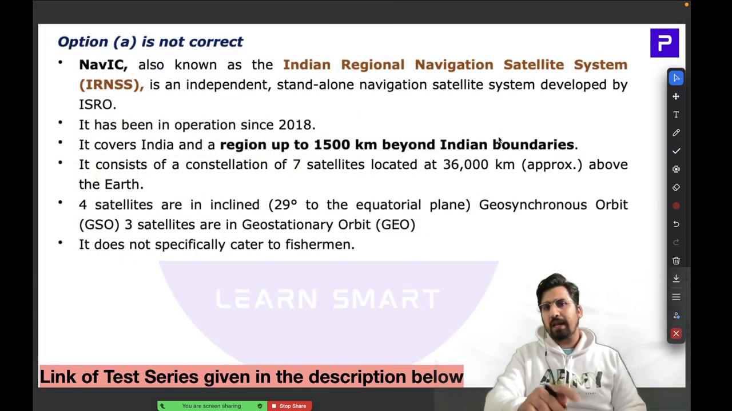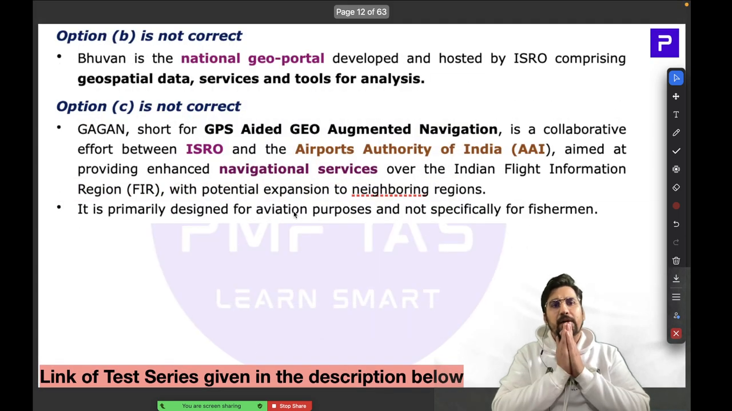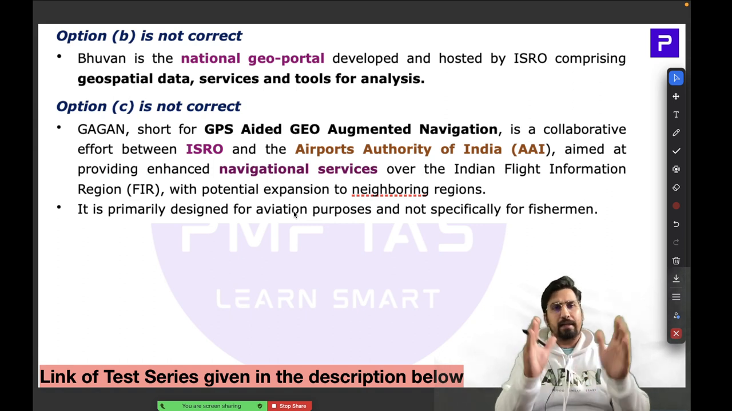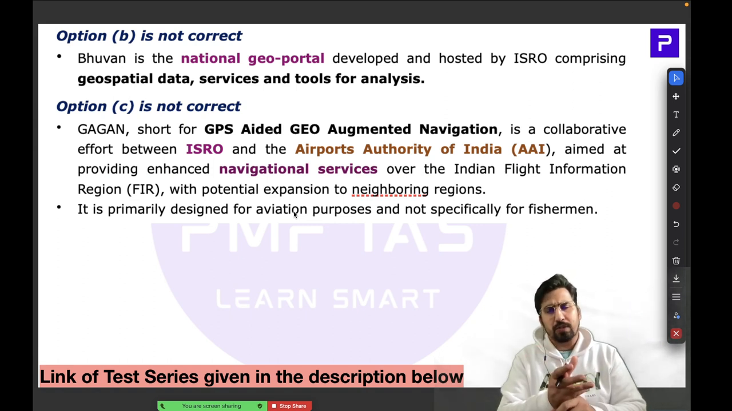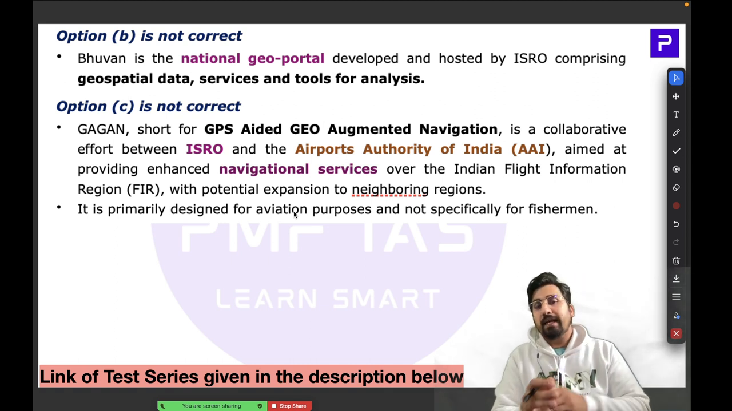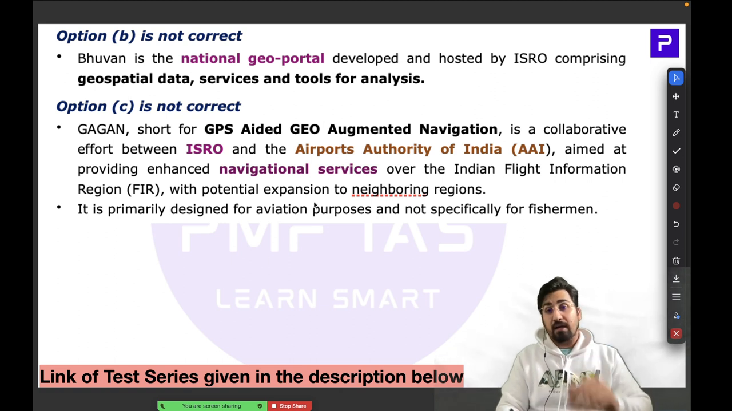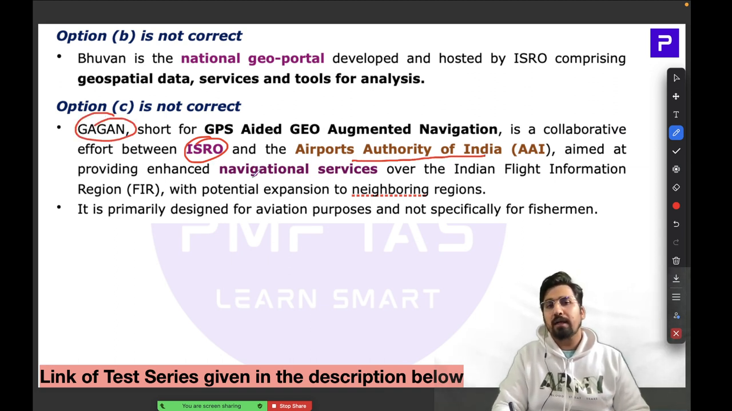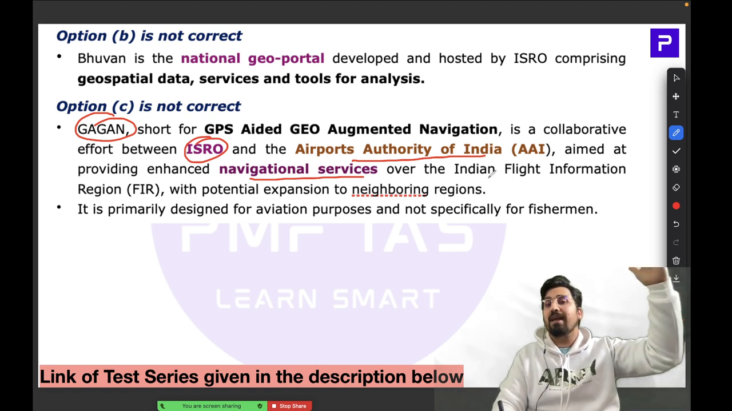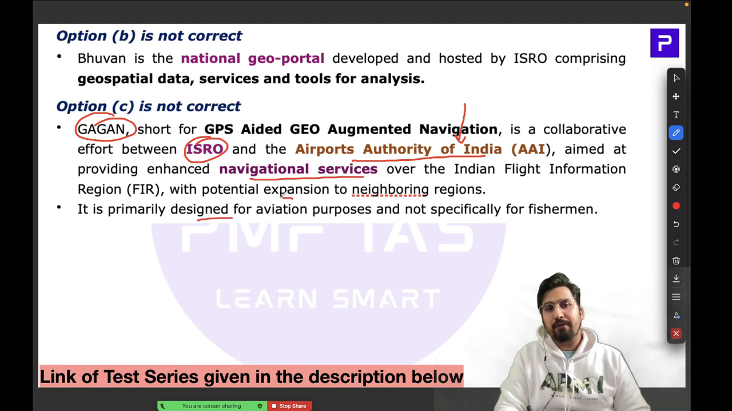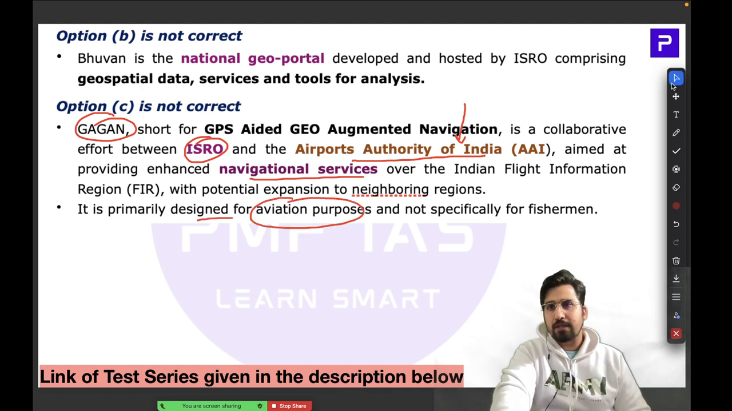Navik, I told you, is about the navigation system. And Bhuvan is the National Geo Portal, a portal that takes care of geospatial data services and tools, mainly for analysis purposes. Gagan is GPS Aided Geo Augmented Navigation, a collaborative effort by ISRO and the Airports Authority of India, and that makes it very obvious that this is about navigational services for the civil aviation of India, because the Airports Authority of India is involved. So it is primarily designed for aviation, not for the fishermen. That is also very obvious here.